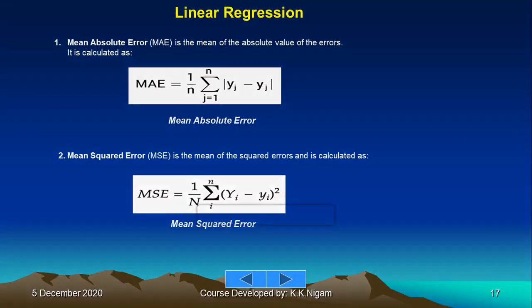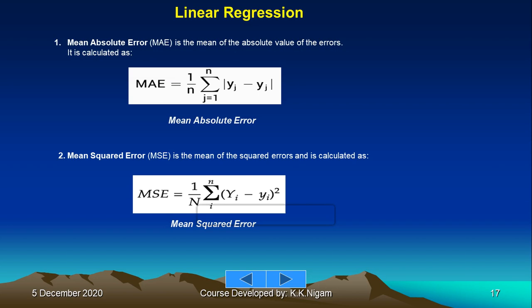You can see these 3 metrics. First is mean absolute error, that means MAE, which is the mean of the absolute value of the error. This is for manual calculation. We are not going to do that, but we must know what formula is used here. So MAE is equal to 1 upon n, sigma j equal to 1 to n, |yj minus ŷj|. This is the formula for mean absolute error.